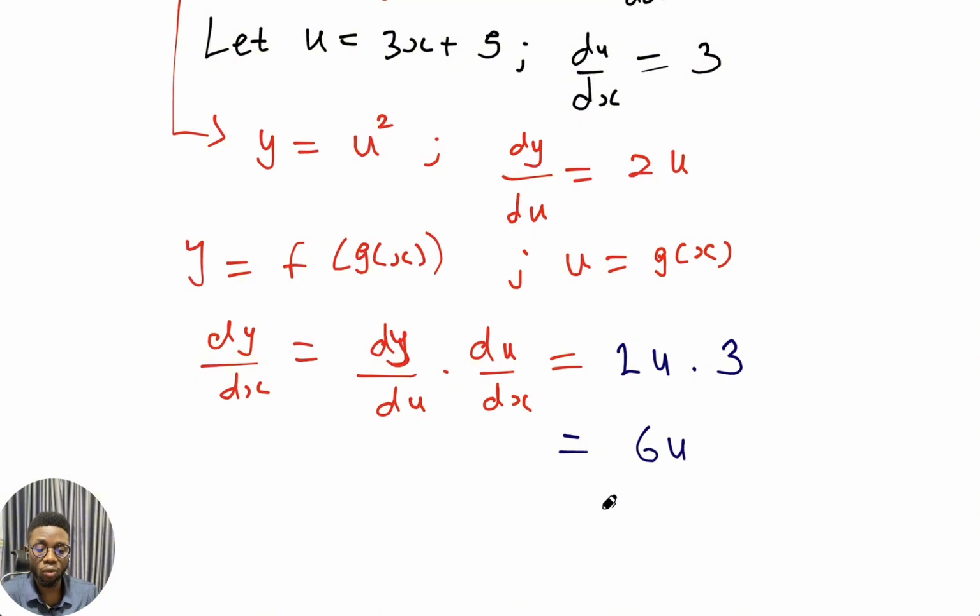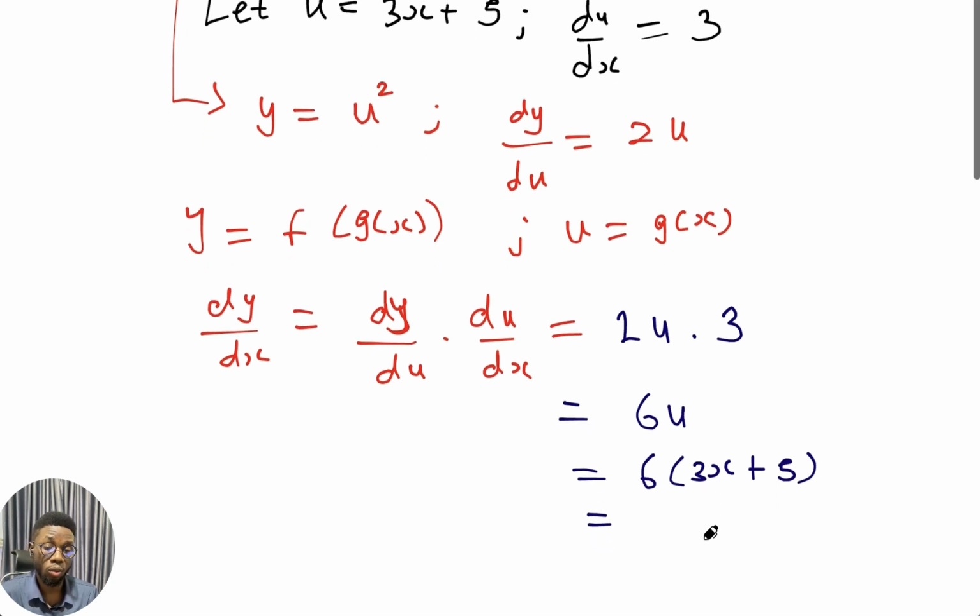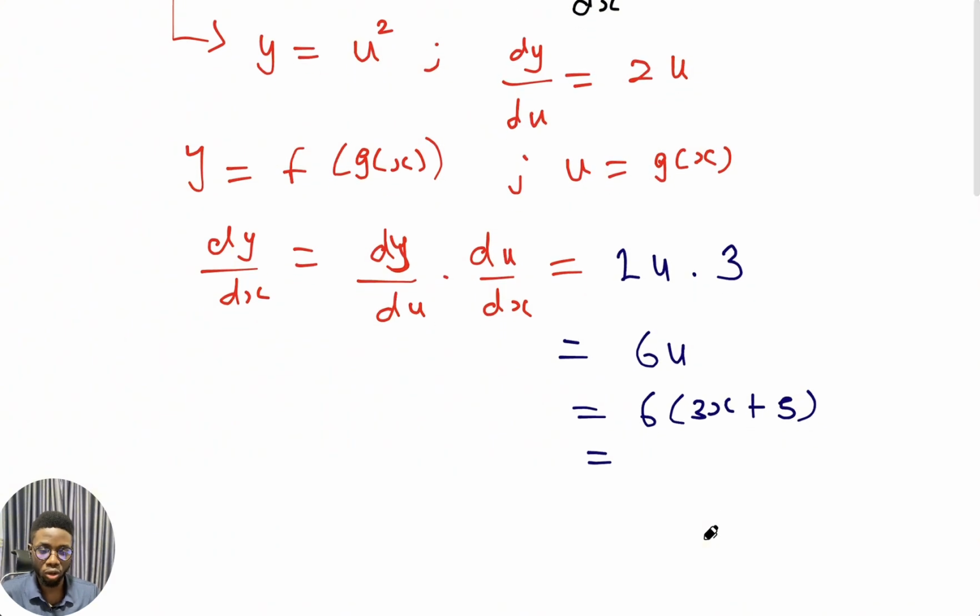And the final thing that we need to do is to substitute our u back, which is going to be 6 multiplied by 3x plus 5. And if you like, you can expand this, and if you like, you can leave it this way. It's not really necessary what you do after here. This is just the final answer. And if you want to expand this, 6 times 3 is 18x plus 6 times 5 is 30. And that is the derivative of this.